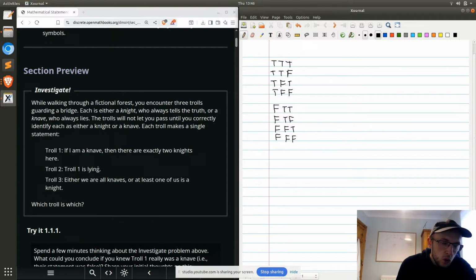Okay, they can't all be truth tellers, because otherwise that would be a contradiction, because troll 2 is declaring that troll 1 is lying, and if he's telling the truth, then that means troll 1 is not. So that's impossible. And in fact, it's impossible for the second one to be T, but the first one to be F, to be T as well. So that is also excluded, that one there. Okay. That's just an initial observation.